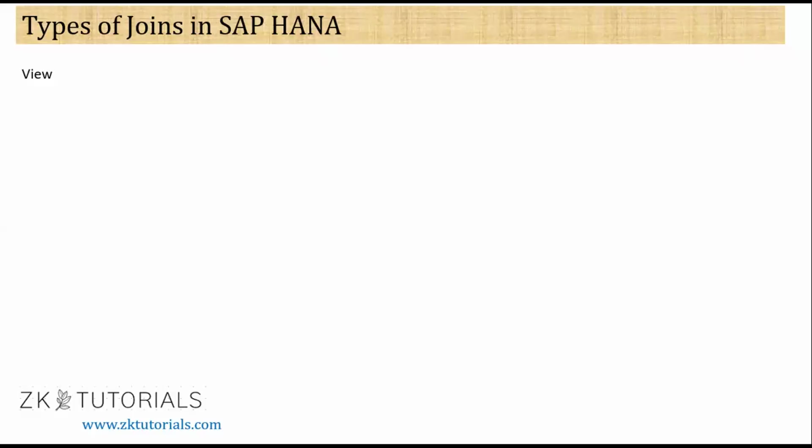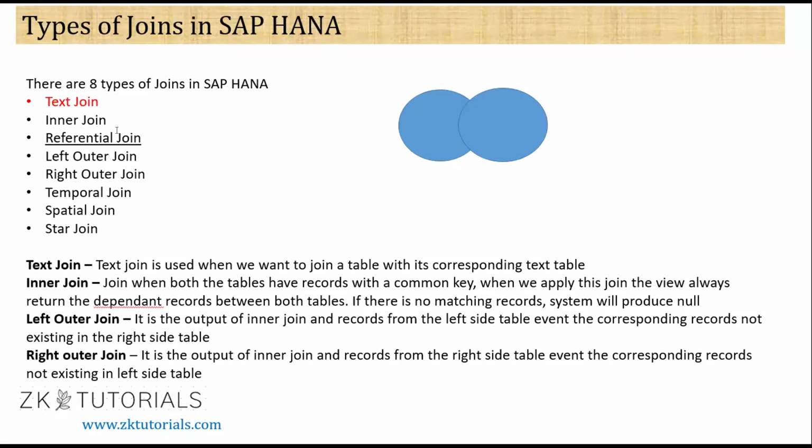So here you will see we have completed our inner join, left outer join, then right outer join. Then the next comes the temporal join. What is this temporal join? A temporal join is when we are joining tables with time dimensions. Basically, with time dimensions and M star tables. So you can go back to temporal join.